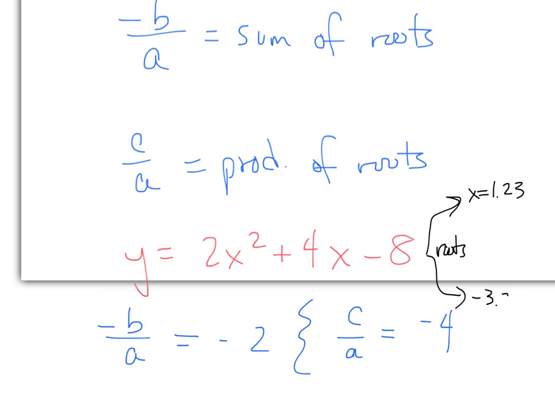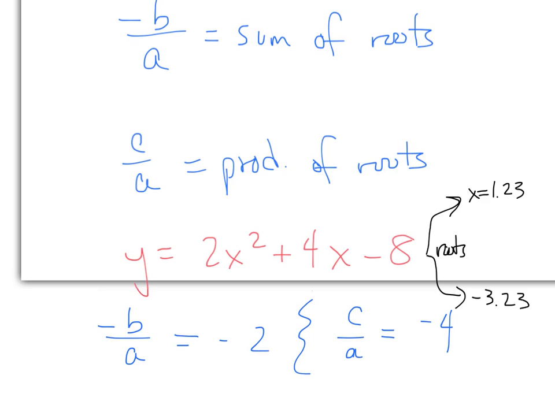Negative 3.23. So add those two numbers together. Adding those two values together, you're going to get negative 2. The decimal portions cancel each other out, one being negative, one being positive. This being negative 0.23, positive 0.23. And then negative 3 and positive 1 is indeed negative 2.